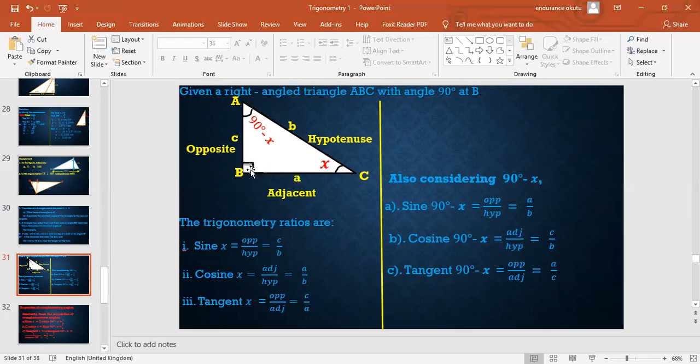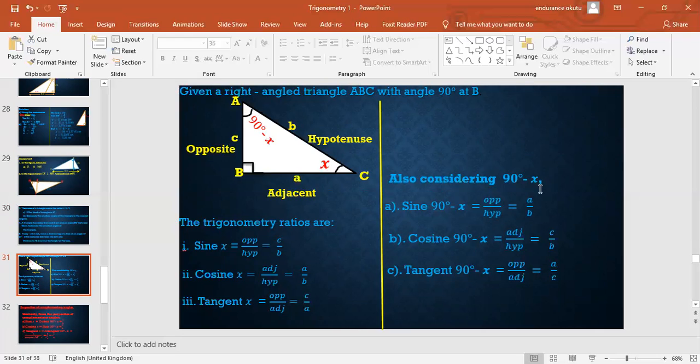Now this angle is X. To find this other angle, we subtract X away from 90. We are already familiar with the trig ratios of sine, cosine, and tangent. Now, assuming we want to use the value of 90 degrees minus X as our angle, this is what we are going to have as our result.